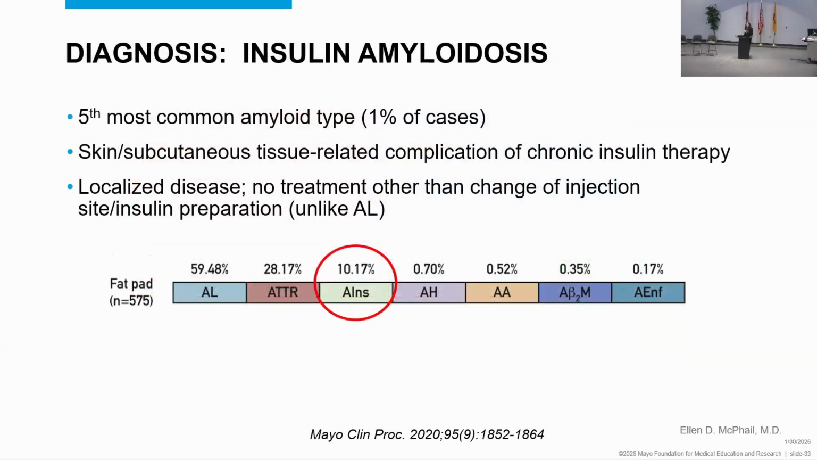It's the fifth most common amyloid type that we see. In fat aspirates, it's probably about 10% of cases, so it's not that rare. In and of itself, it doesn't mean much for the patient. It's kind of like a red herring, but it's something to keep in mind when you get a fat aspirate.